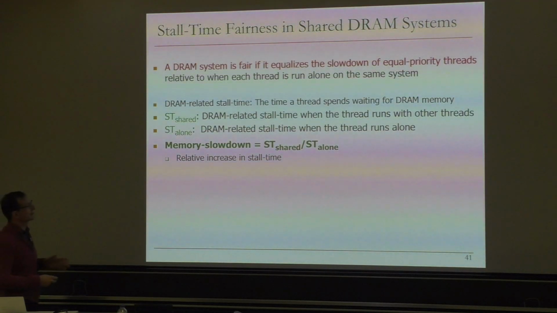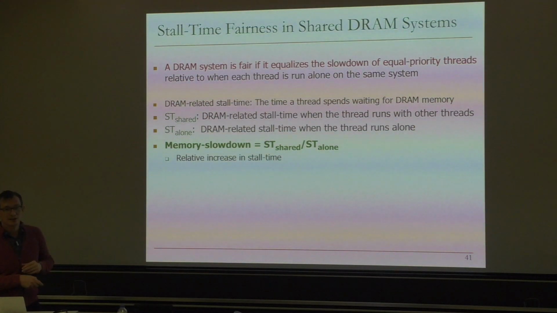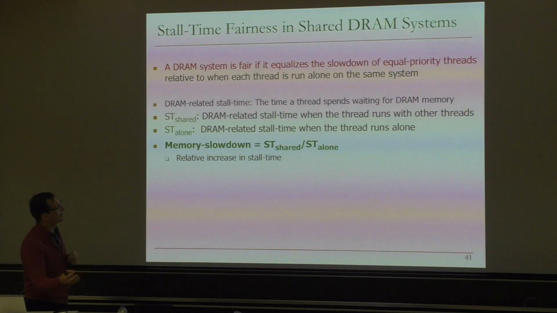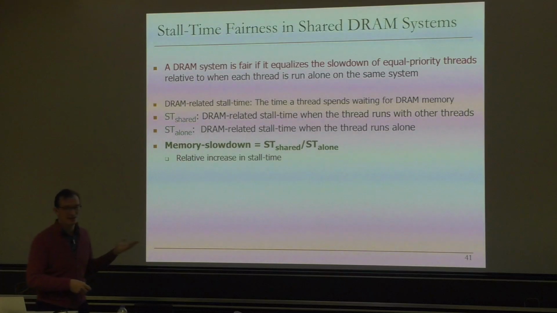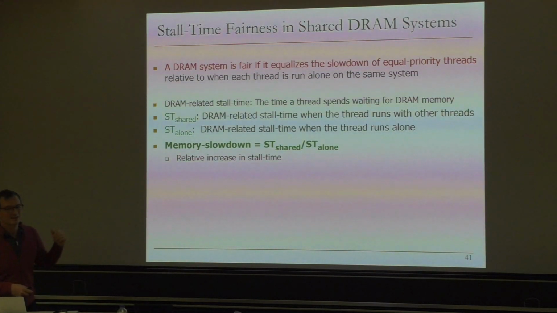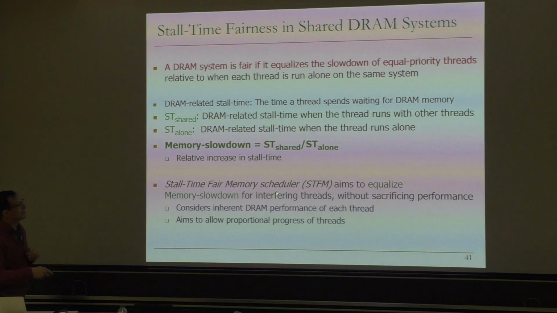So for example, if a thread, when it's running alone, stalls for 1 second for memory, and when it's running together with 4 other threads, it stalls for 10 seconds, its memory slowdown is 10. Another thread, when it's running alone, stalls for 1 second. When it's running together with other threads, it stalls for 2 seconds. Its slowdown is 2. Right? And these two threads, the baseline is the same, 1. Okay.